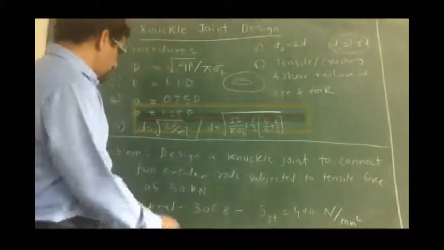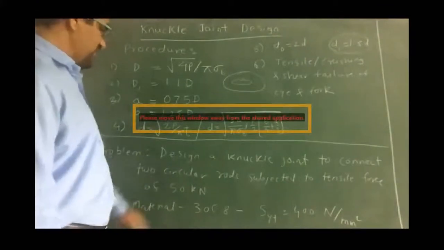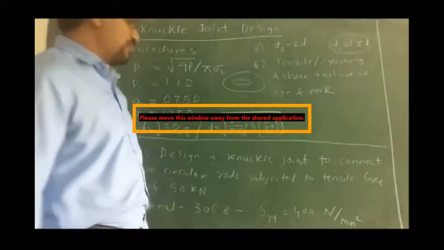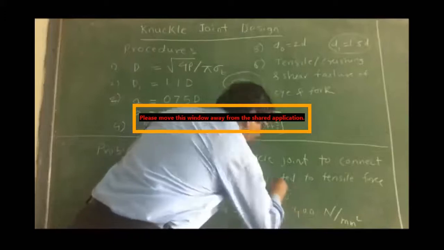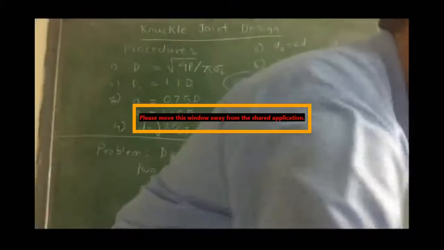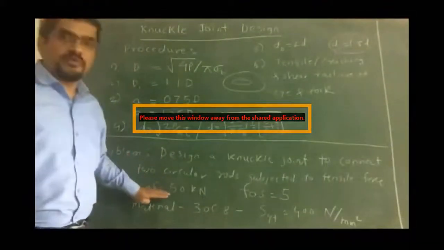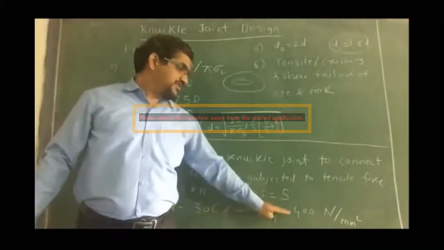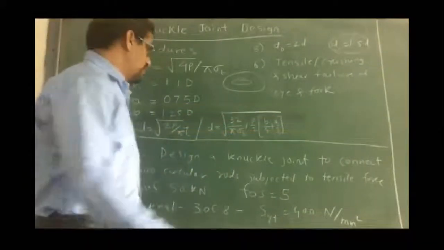For the material, we use SYT as 3C8, so the yield stress is 400 Newton per mm square, and the factor of safety we are going to use is 5, because here stress concentration is not considered, so the factor of safety is a little bit higher. So for the load of 50 kilonewton, limiting stress of 400 Newton per mm square and factor of safety 5, we will design the knuckle joint.